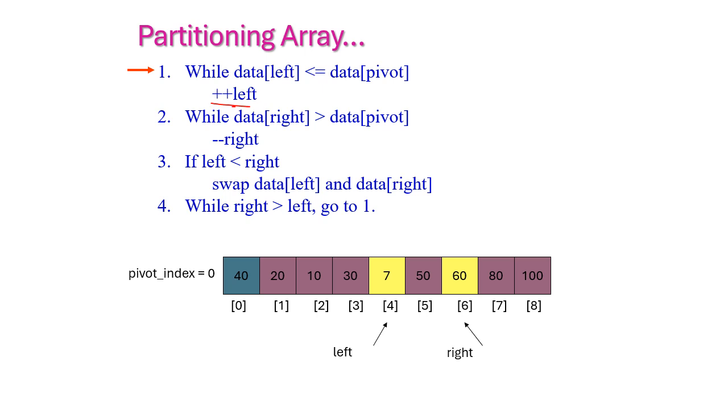See, the left will get incremented now. So the left index is incremented. Now the left index is 5, right? And what is the right value? Right value is 60. 60 is greater than pivot value. Hence, right will be decremented. See, the right value is decremented.